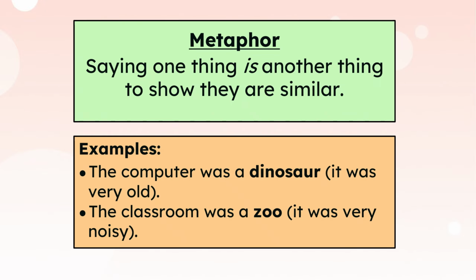Next is metaphor. Metaphor means to say one thing is another thing to show that they are similar. For example, the computer was a dinosaur. Now, this depicts that it was very old. Next, we have the classroom was a zoo. That means that it was very noisy.